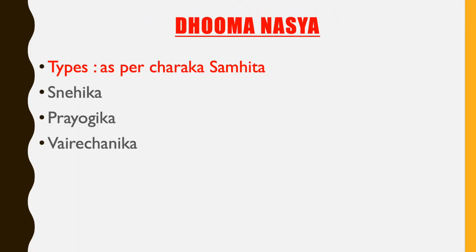Types of Dhumanasya as per Charak Samhita. There are 3 types as per Charak Samhita. First one is Snehik, second one is Prayogik, third one is Virechanik.